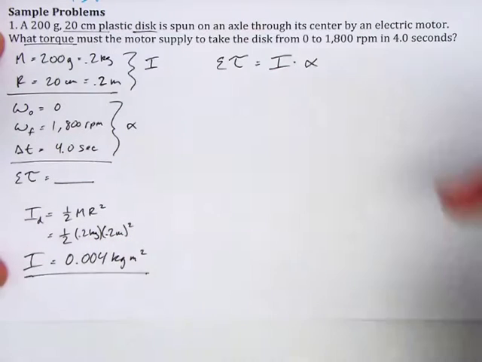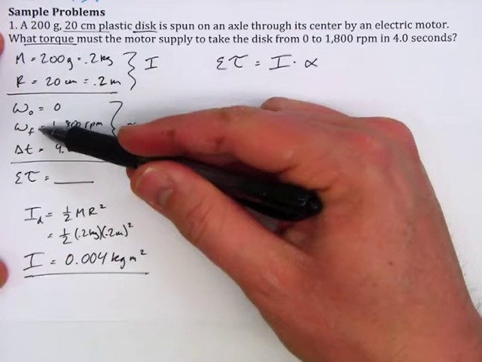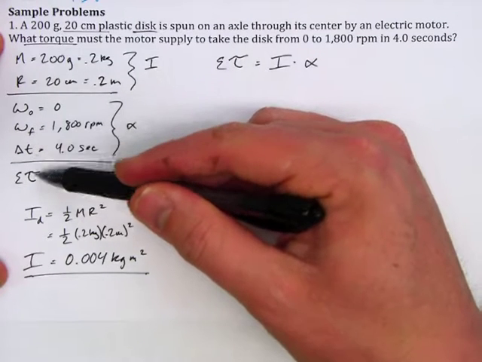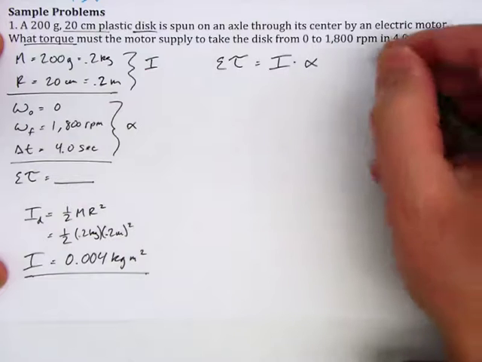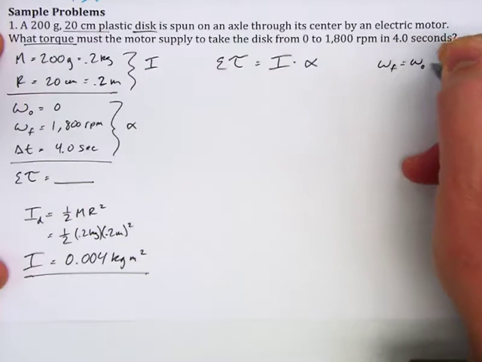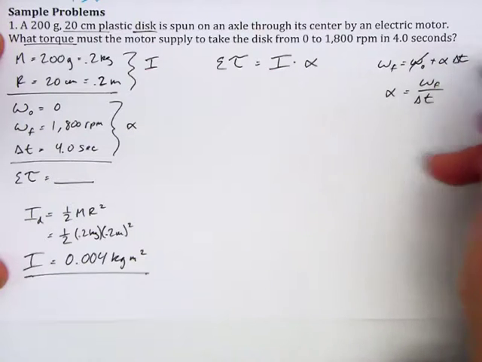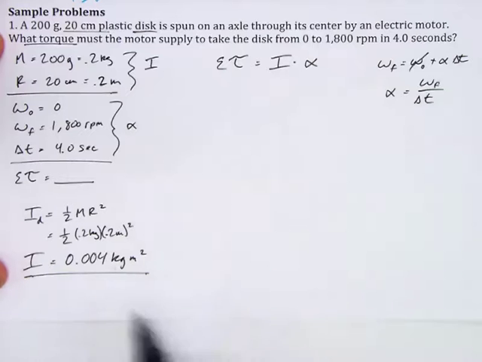So I found I. Now I'm going to want to find alpha. Let's do this calculation over here. So I have omega initial, omega final, and delta t. I want to find alpha. So I can use the first equation. Omega final is omega naught plus alpha times t. This is 0. So alpha will be omega final over the time, or delta t, be consistent. Now notice I'm in standard units, kilograms and meters squared here, so I have to convert these to standard units.